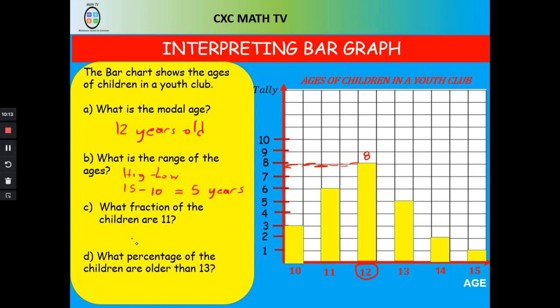Now it says, what fraction of the children are 11? To find the fraction, it's how many children are 11 divided by the total. How many children are 11? This right here is 6. That's the frequency. So 6 over the total. First thing we have to add them all together. This would be 3, 6, 8. Frequency here is 5. Frequency here is 2. Frequency here is 1. This is 3 and 5 is 8. 8 and 8 is 16. 16 and 6 is 22. 22 and 3 is 25.